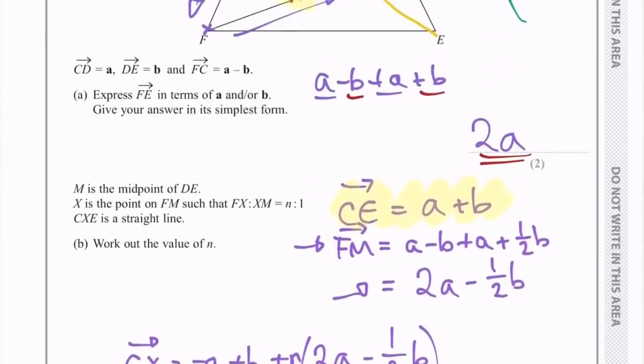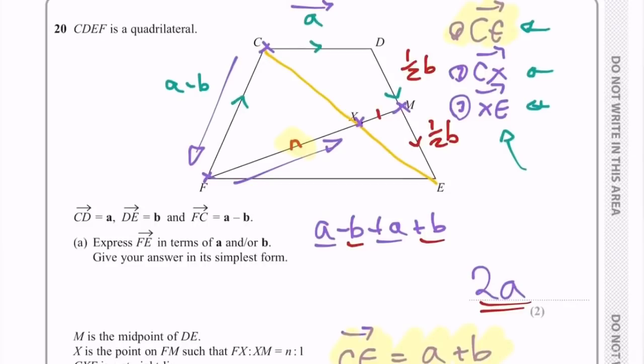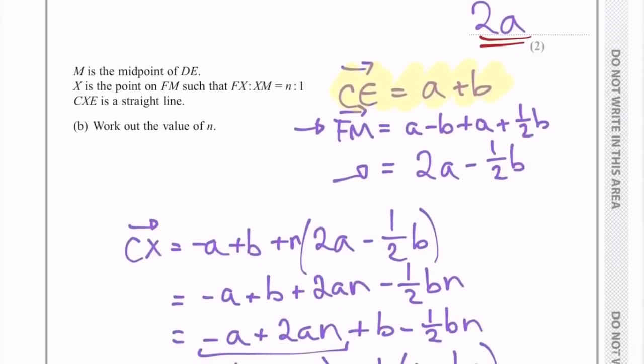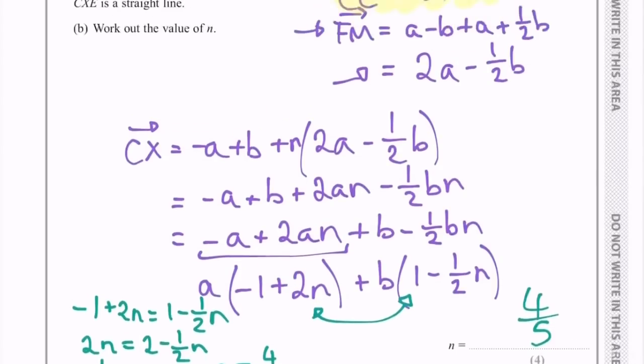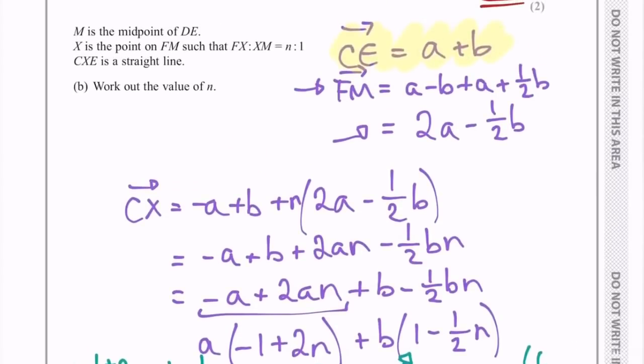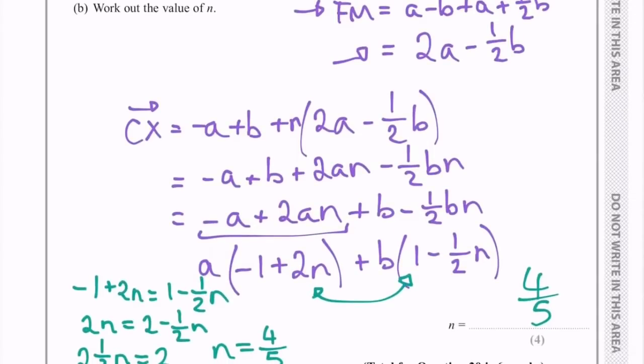So C to X, we got the minus a plus b, and then we also did our n lots of that line and figured it out using algebra there. So you're looking for that link, that common multiple between the two brackets, or that was just a plus b in that C to E. Okay, so that's that final question there.